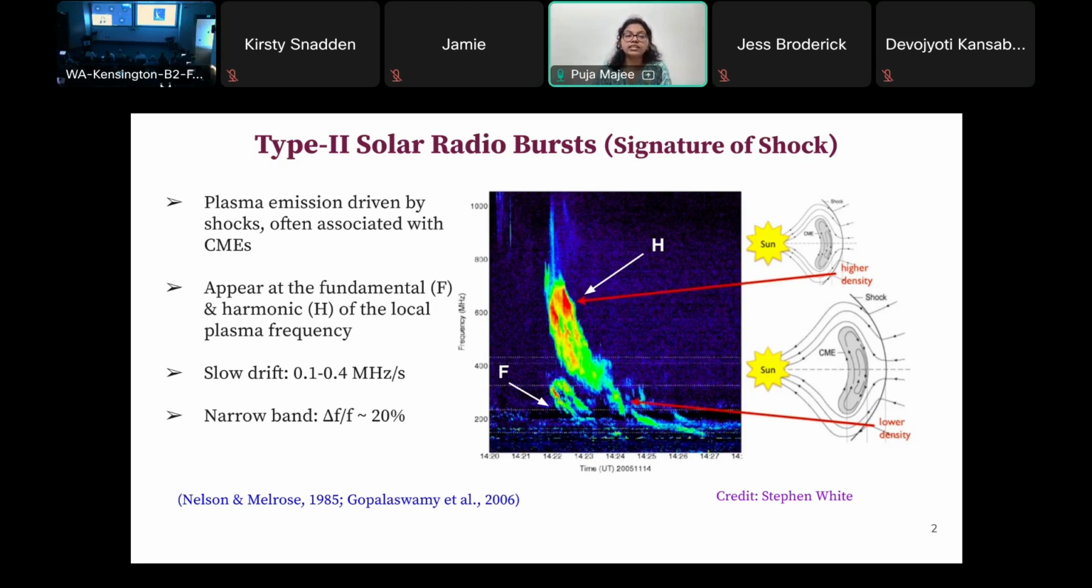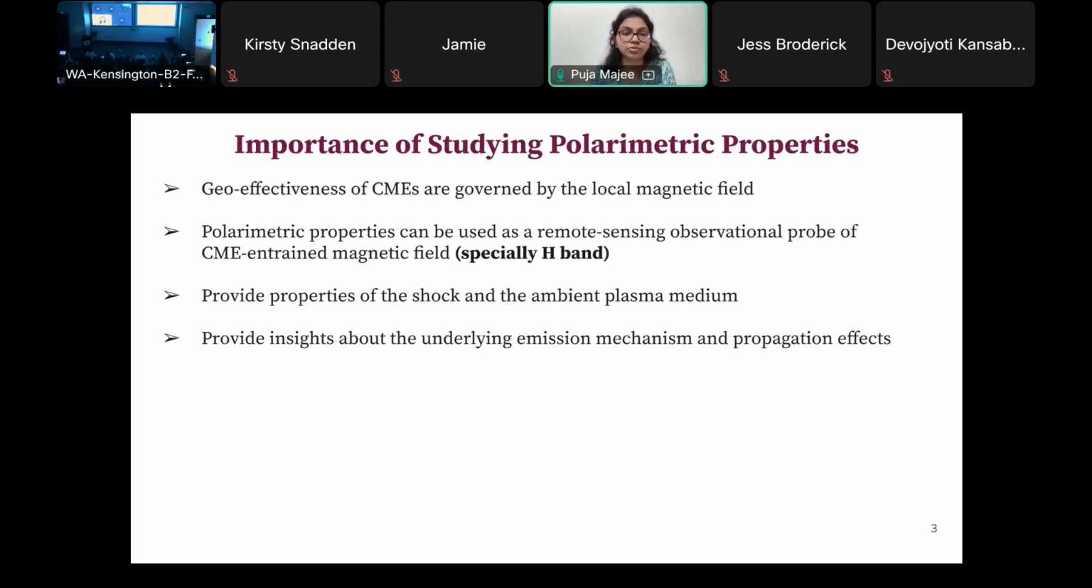So now, why are the polarimetric properties of these type 2s important? That is because the geoeffectiveness of the CMEs is governed by the CME entrained magnetic field, as well as its interaction with the local ambient magnetic field, and therefore it is very important to understand the local magnetic field. The polarimetric properties of type 2s can be used as a remote sensing observational probe to understand this CME entrained magnetic field. And especially the harmonic emission is very important because it is expected to have minimal propagation effects.